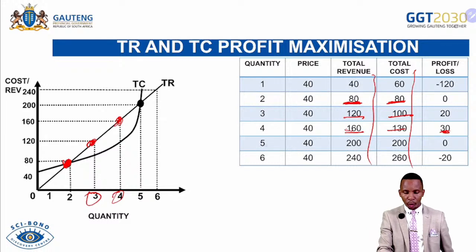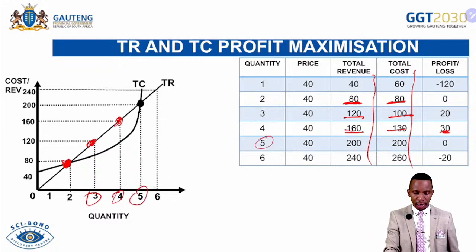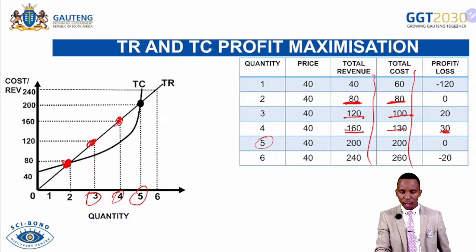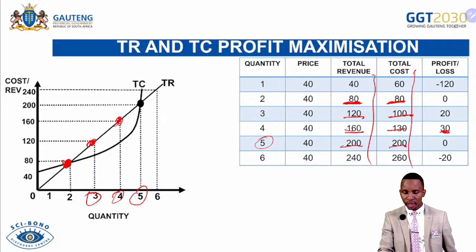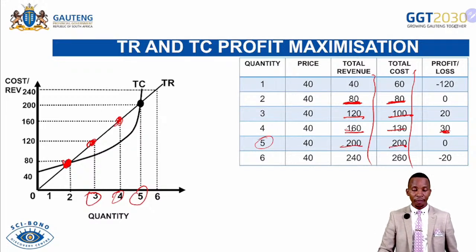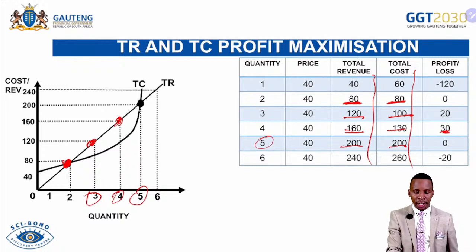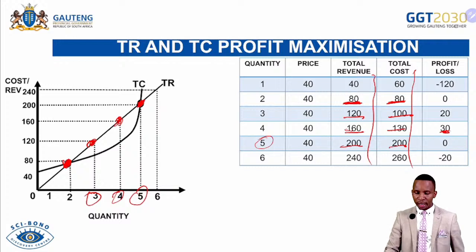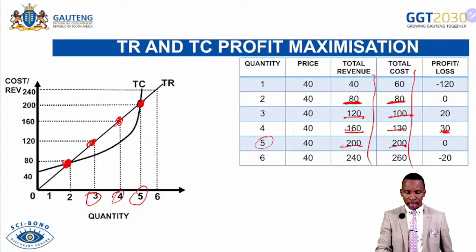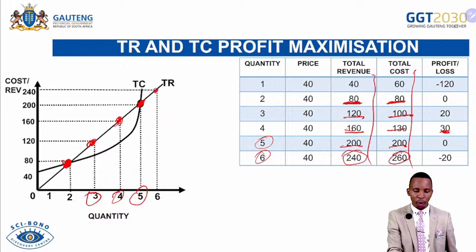And then we go further, quantity number 5, which is here. Our revenues are equal to 200. Our costs are equal to 200. That means now the firm is not making a profit, neither a loss, because they are both equal at this point. And then our last unit, quantity number 6, our revenues are equal to 240. Our costs are equal to 6. The firm is making economic loss here because total revenues are lower than total cost. At this point, the firm is making the economic loss.